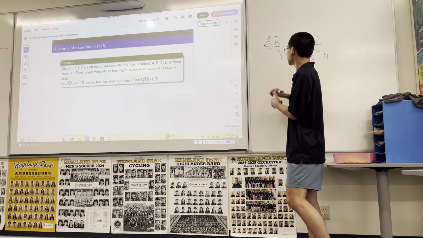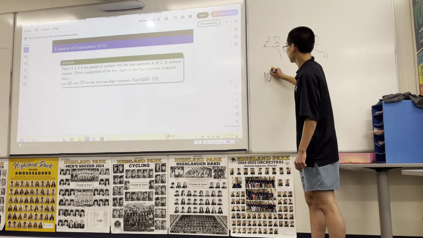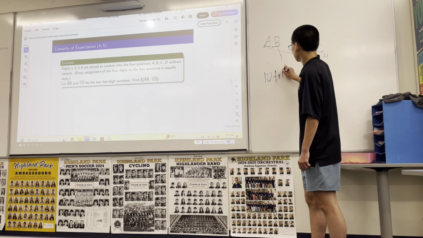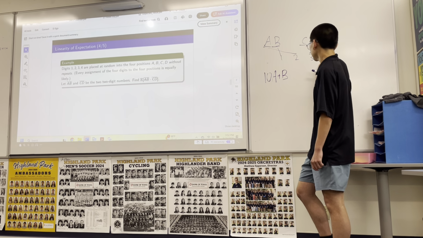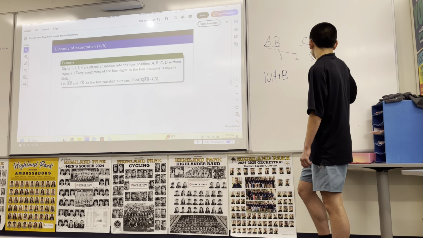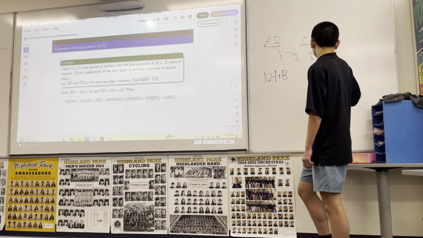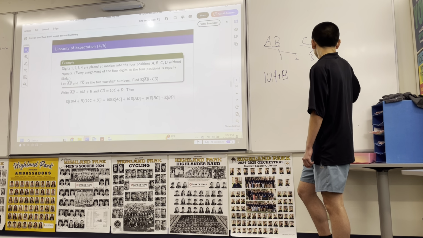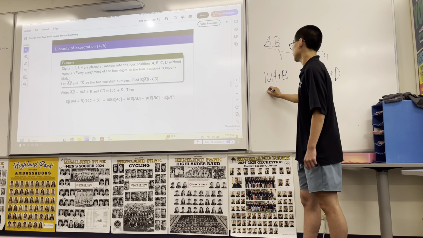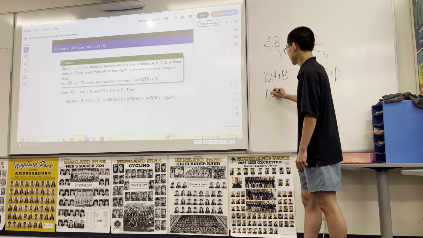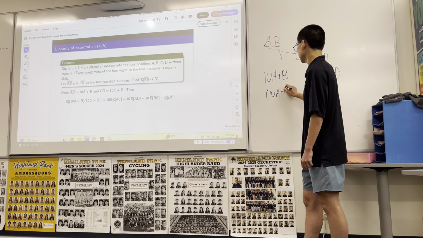First, we can say that AB, we can write the value as 10A plus B. We can also say that for CD, we can write the value as 10C plus D. So then the product of the two numbers would be 10A plus B times 10C plus D.